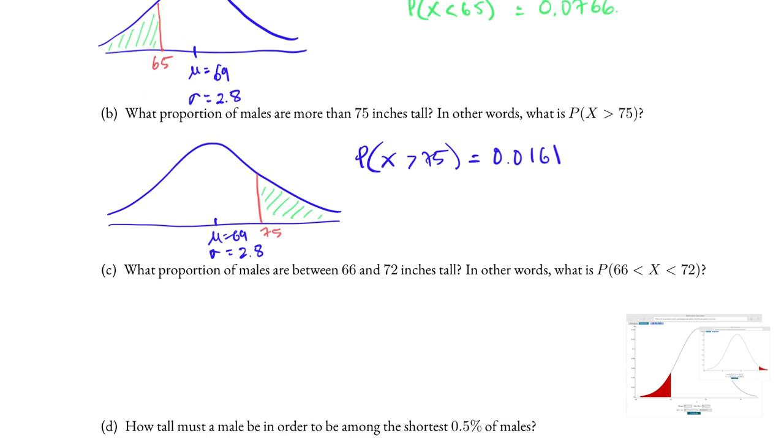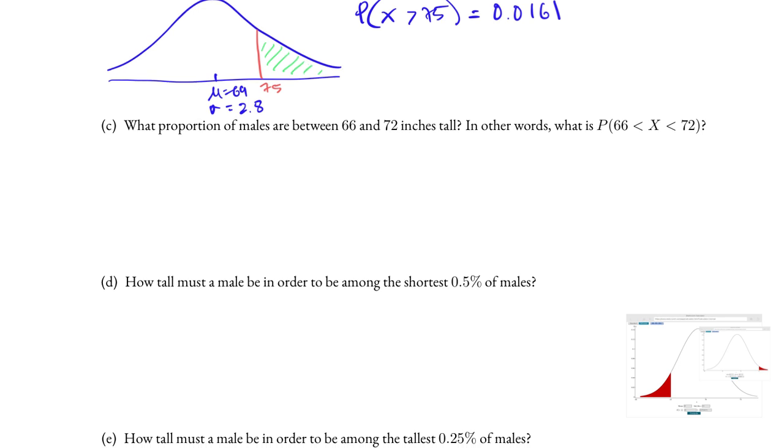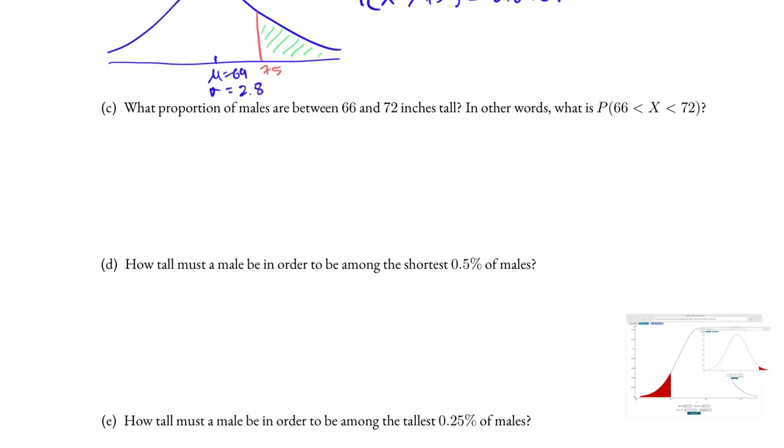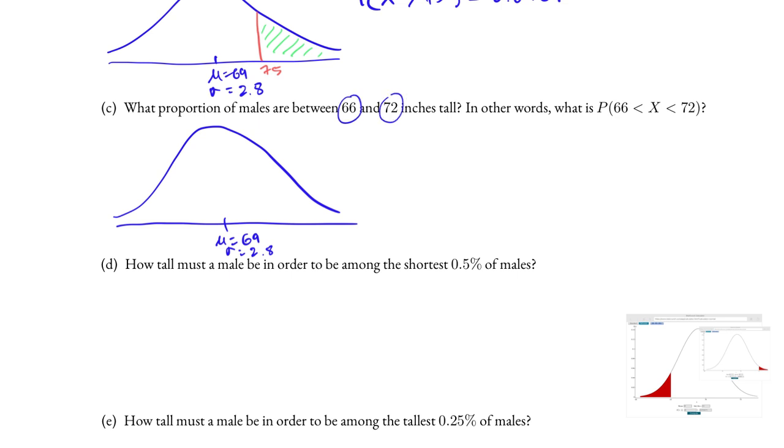Next, what proportion of males are between 66 and 75 inches tall? Again, always draw the graph, the bell-shaped curve for normal, label the mean 69, the standard deviation of 2.8. The two desired x values are 66 and 72.